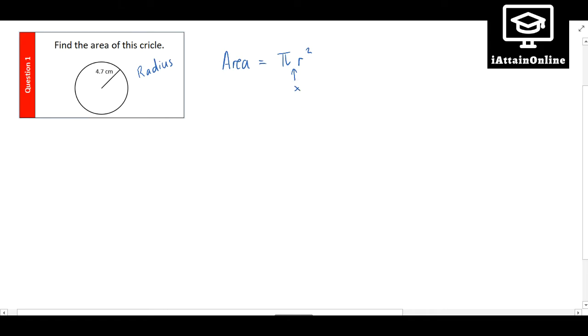Remember, pi is just a number. It's a horrible number. It goes on and on forever, 3.1415, and it goes on and on and on. So we use the symbol pi to represent that really long number. So looking at this question here, like I said, you want to check what you've been given. In this case, we've been given the radius, and that's what we need.